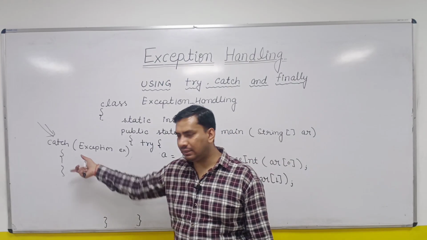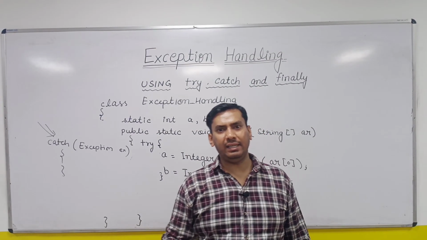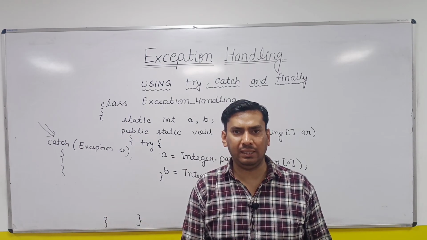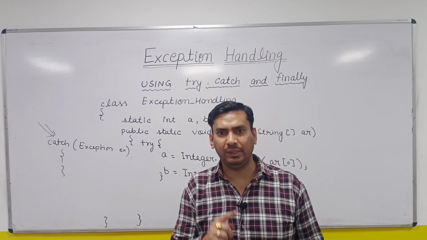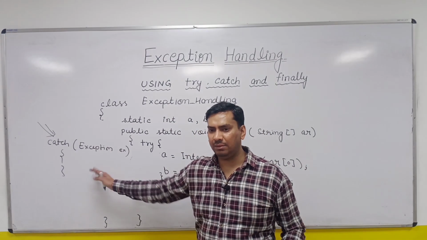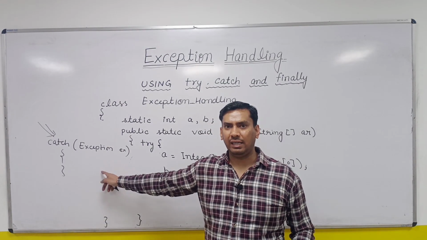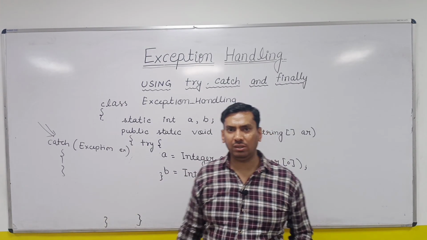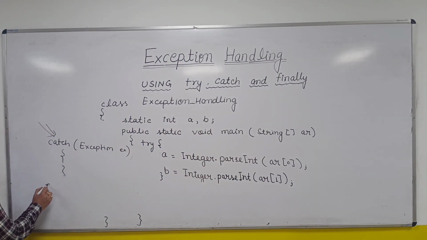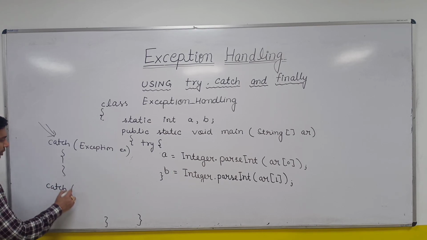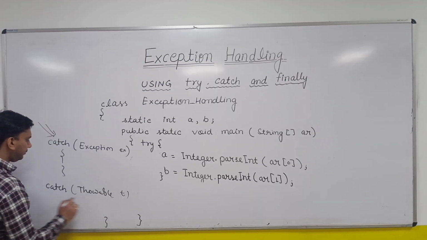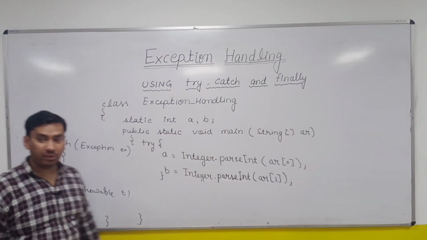So if you are writing this kind of catch block, it can handle all kinds of exception, whether it be arithmetic exception, array index out of bound, IO exception, SQL exception, or number format exception. All exceptions can be handled by this catch block. So this is called a generalized catch block. Similarly, you can write a catch block of Throwable type also. Throwable is the parent of Exception.